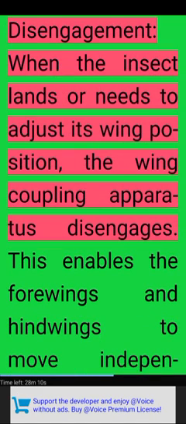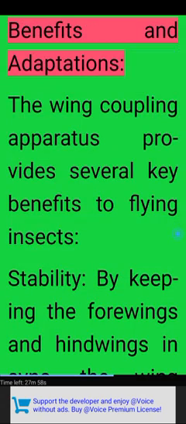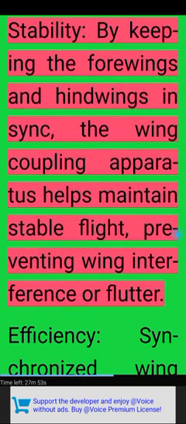Disengagement. When the insect lands or needs to adjust its wing position, the wing coupling apparatus disengages. This enables the forewings and hindwings to move independently of each other, providing flexibility and allowing the insect to perform various activities. Benefits and adaptations. The wing coupling apparatus provides several key benefits to flying insects.